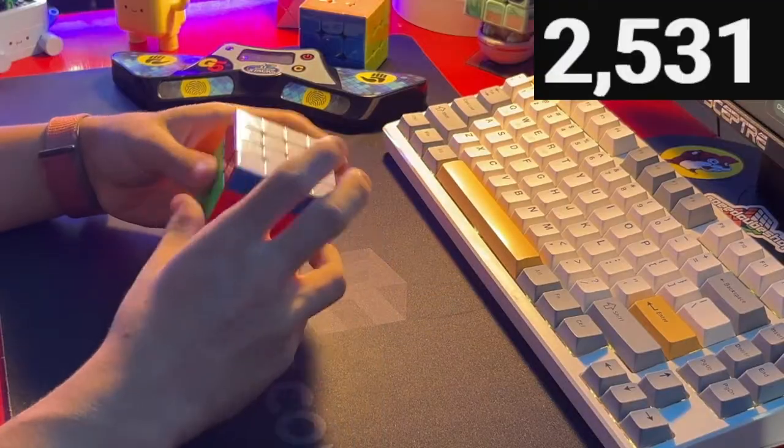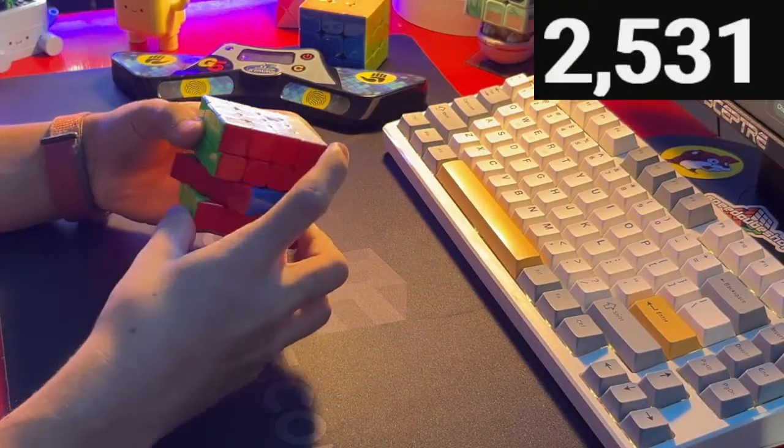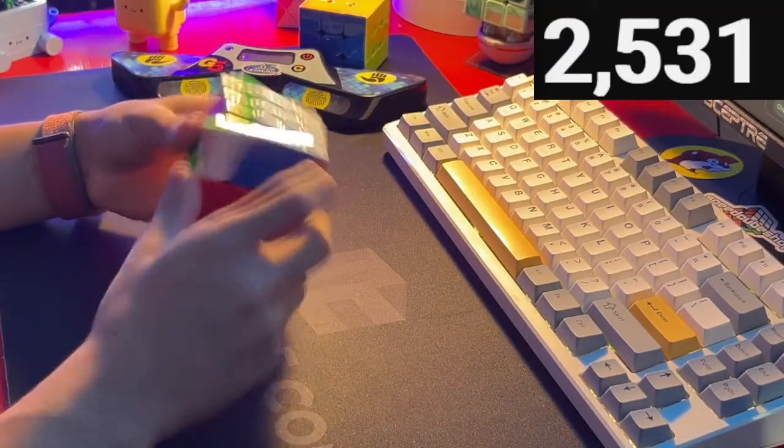It's a bit slow and the magnets are not that strong. Okay. I would say then get a different cube. Or a better cube.